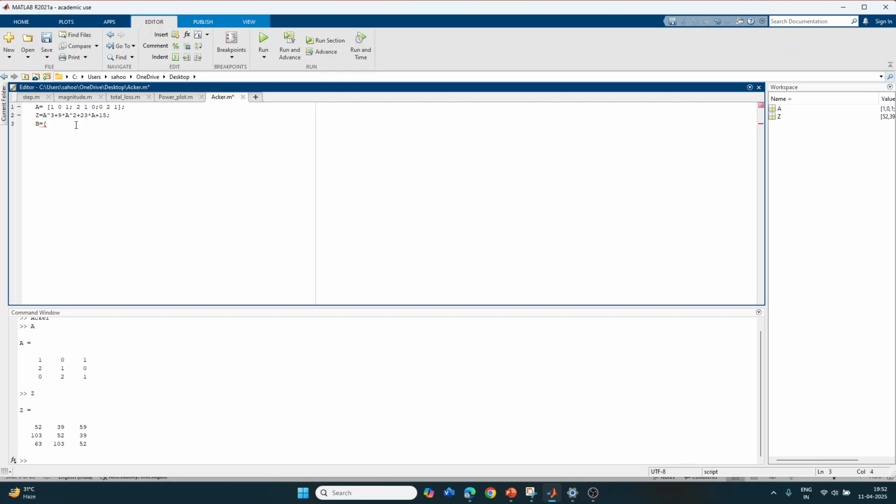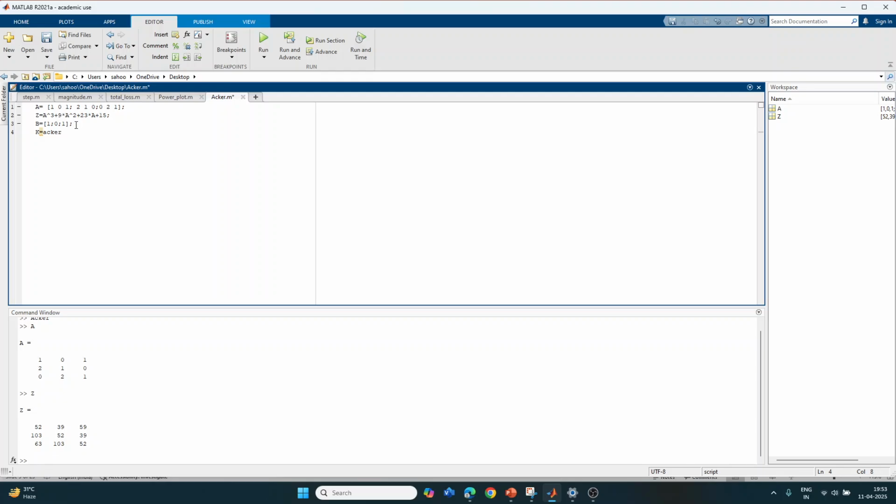B is given as 101, so 1 0 1, right? Yes, the B matrix is defined. Now what you need to do is find out the K matrix. K equal to, how to find it out? There is a function for this, called acker.